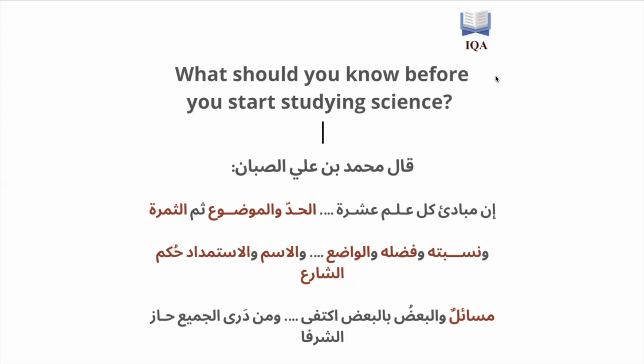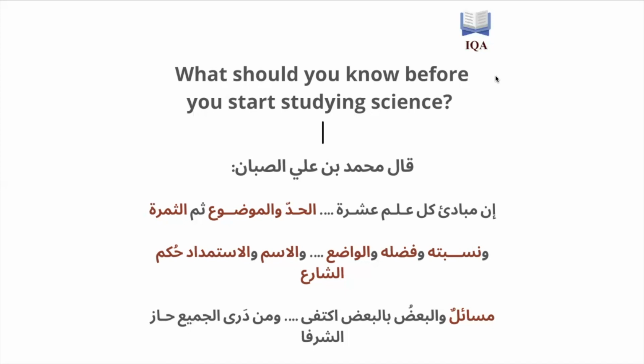Wal ism, you need to know also its name. Sometimes one science can have more than one name. Wal istimdad, you also need to understand the source. From where do we get this knowledge from? Hukm al-shari', you should also understand the Islamic ruling on this science. Masail, you should also understand the different topics and issues that this science deals with. So these are the 10 things we're going to be covering concerning Tajweed: its definition, its topic, its fruit, and so on and so forth.